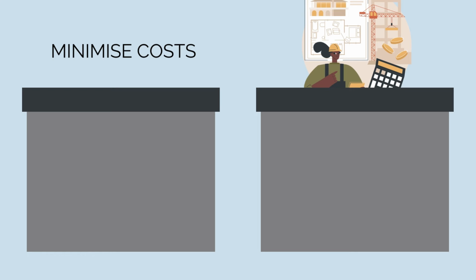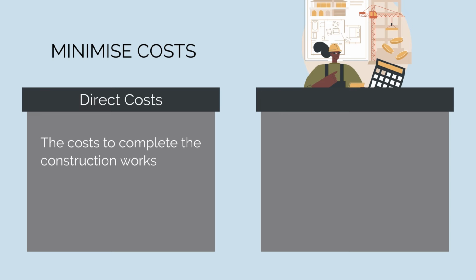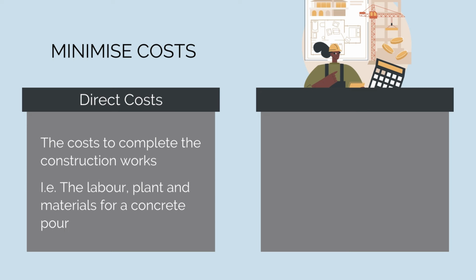When we talk about construction costs, there's two buckets of costs we have to consider. There's our direct costs. These are the costs to physically complete the construction works, for example, pouring a concrete foundation or digging a hole. These are the costs associated with the construction activities that need to occur to keep the project moving and get the work done.